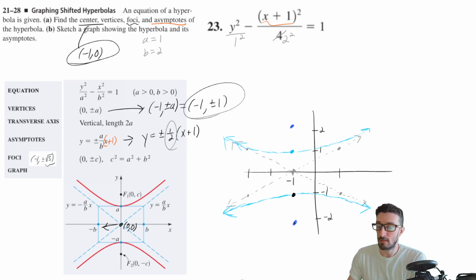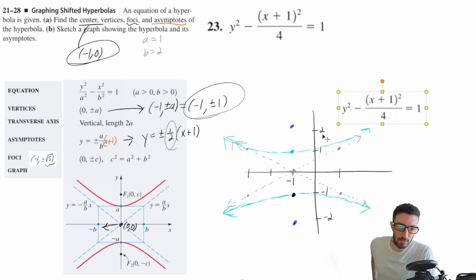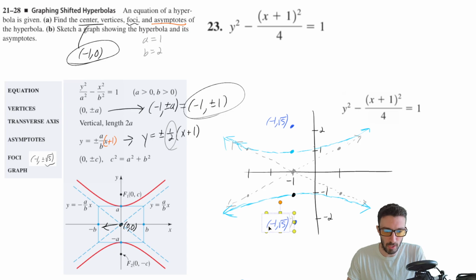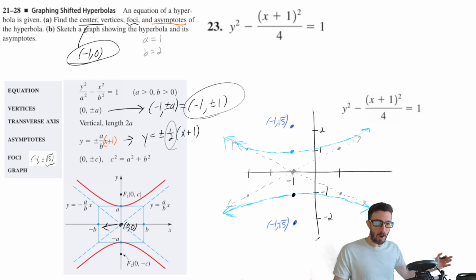And now we can just label this with the equation, and our equation was this, and that should take care of it. You might want to label your foci with the coordinates -1, √5, and also his twin -1, -√5. But that's it. We did all of the problem.